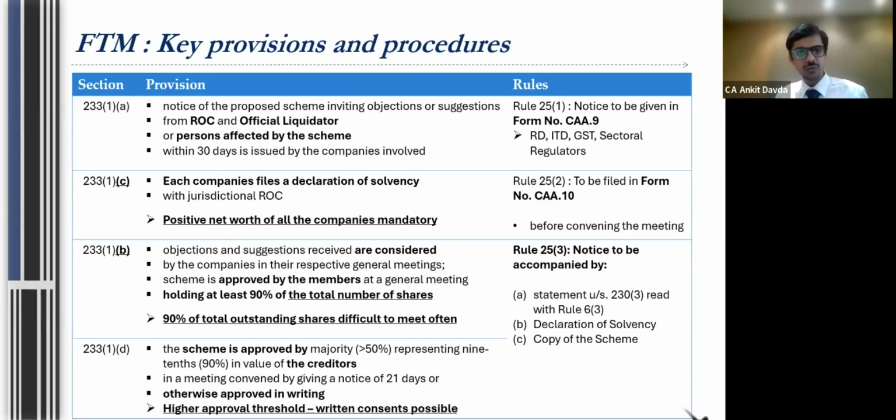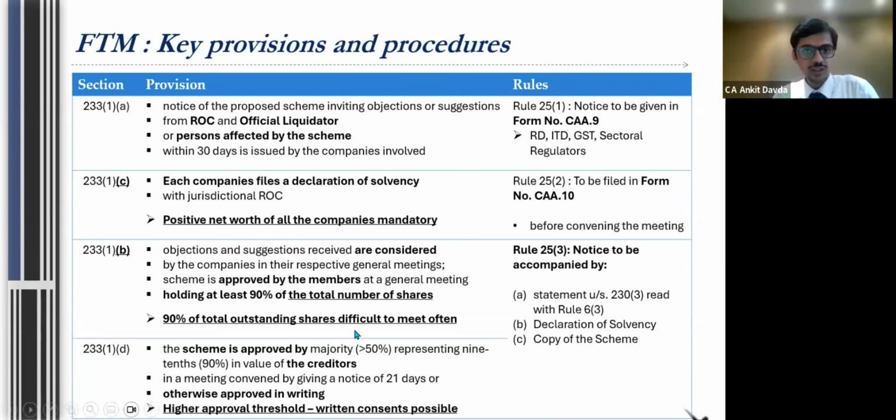Similarly, under 233(1)(d), you have creditors. There are again different criteria. It says that the scheme is approved by a majority representing 9/10 in value of creditors, meaning more than 50% in number of creditors which hold 90% in value should approve the scheme. Here there are two options available. Either you can have a meeting of creditors, or such approval can be taken in writing. Generally you have a consent letter, so by way of an affidavit or consent letter, creditors can give approval to the scheme, and you need not necessarily have a meeting of creditors under this provision, because it says "or otherwise approved in writing".